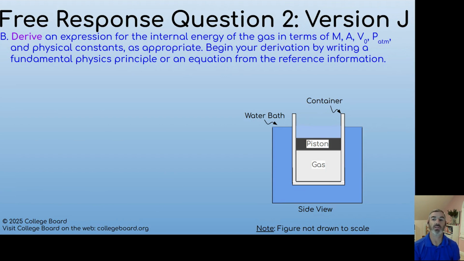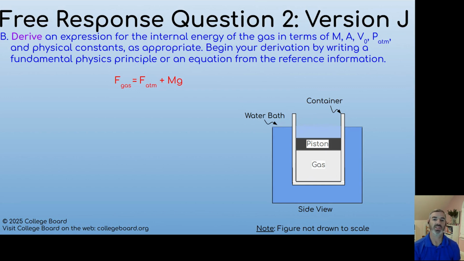We're going to begin our derivation by writing a fundamental physics principle or an equation from the reference information sheet. We just drew a free body diagram, so our best place to start would be to write a Newton's second law equation. So the force of the gas pointing up is going to equal the force of the atmosphere plus gravity pushing down. So those forces up equal the forces pointing down.